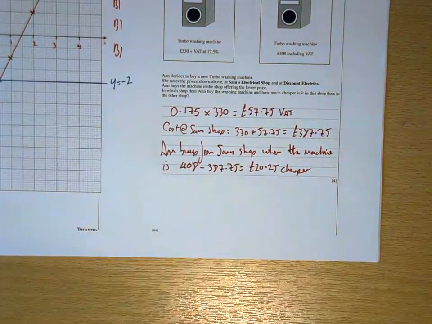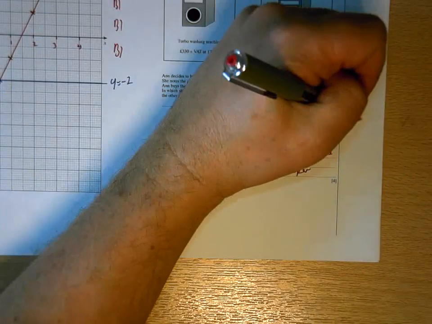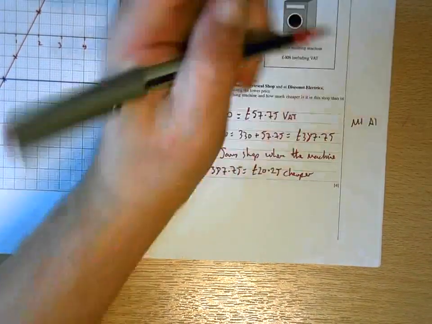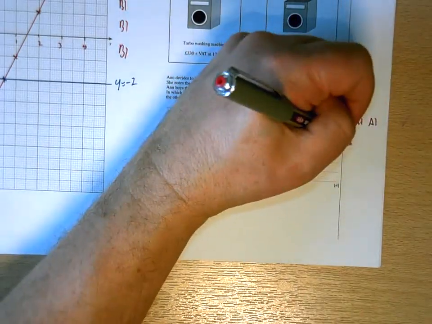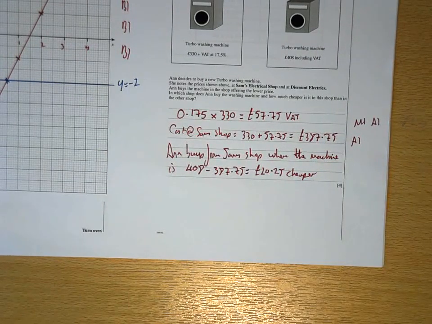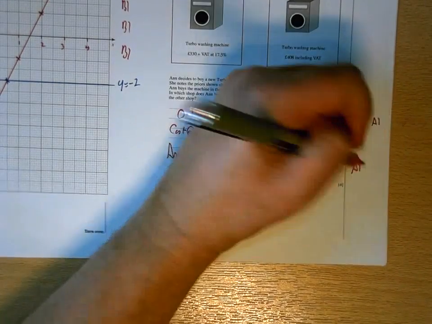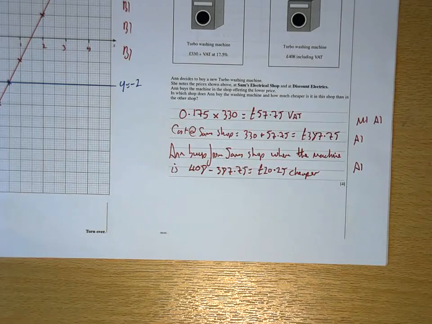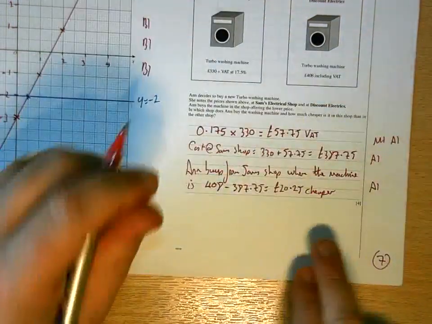Okay, and that's the question where you'd be marked on your quality of written communications. There'd be a mark for how you explain that. So full marks. There's 1 mark for working out the VAT. There's 1 mark for the method and 1 mark for getting the total cost in Sam's shop, and then there's a mark for making your decision and explaining what the difference in cost is. So for that page you've got 4 and probably 3 carried over from the previous page, so 7 for that page.